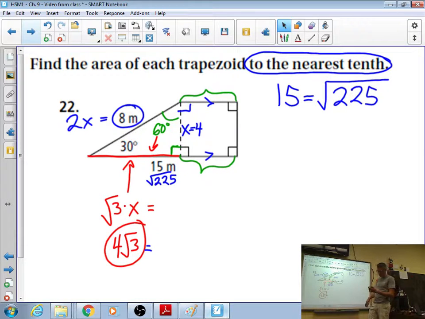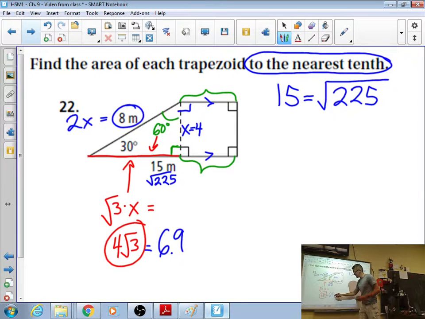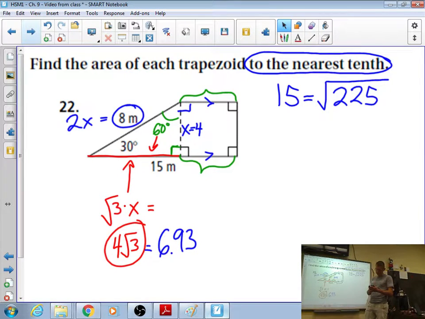So 4 radical 3 comes out to be 6.928. So I'm going to go ahead and say 6.93. Keep forgetting, you can't erase like that. So if that red edge was 6.93, then 15 minus 6.93 will be my green edge, and that is 8.07. Or if you were going to the nearest tenth, like they asked, you'd get 8.1 there. You now know your bottom base, your top base, and your height. So from there, we can solve it.